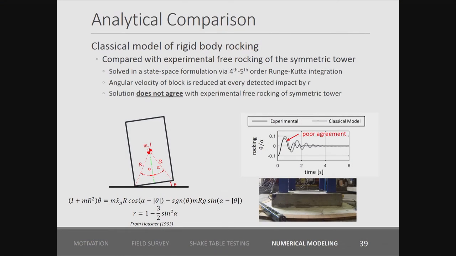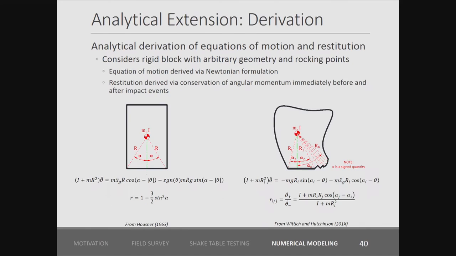Where what can be seen in the video on the lower right-hand side is that the experimental specimen had an effective warp, or effectively the introduction of additional rocking points at its interface due to inherent variability in the marble surface, where these rocking points are clearly not accounted for in this two-dimensional schematic shown on the right-hand side. And so to address this, a novel extension to the analytical model was derived to account for a warped interface and the inclusion of an arbitrary number of rocking points at the base of a rocking block.